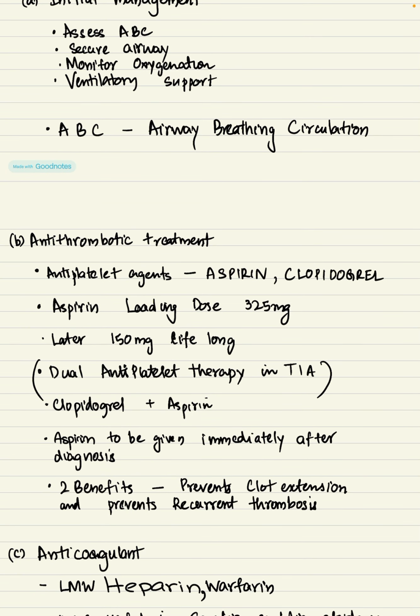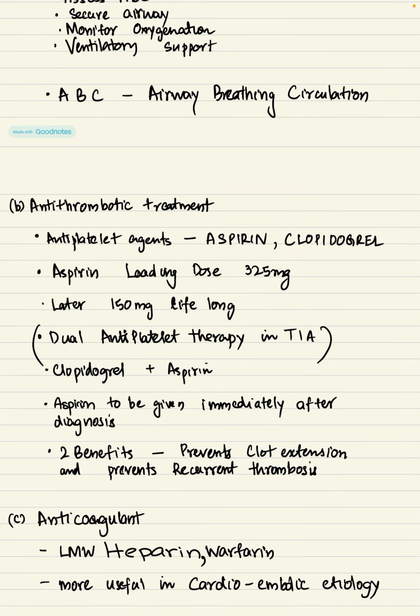There is the antithrombotic treatment. We use antiplatelet agents like aspirin and clopidogrel. The loading dose of aspirin is 325 mg. Later, we have to give 150 mg lifelong. In case of transient ischemic attacks, as said earlier, dual antiplatelet therapy is done, which includes clopidogrel and aspirin. Aspirin is to be given immediately after diagnosis. Two benefits are it prevents the clot extension and also prevents recurrent thrombosis.